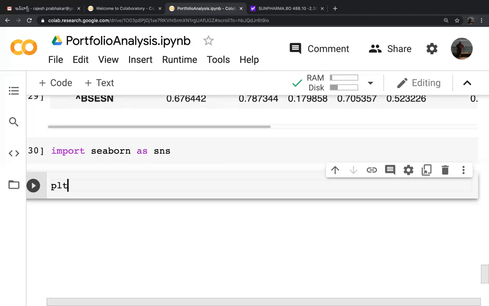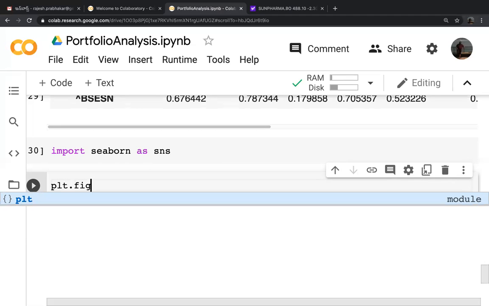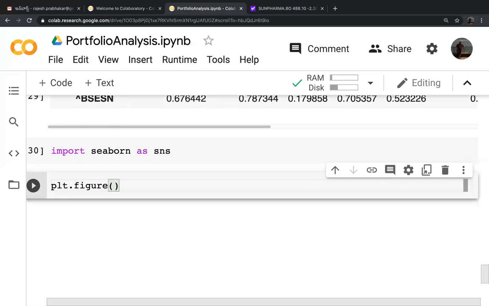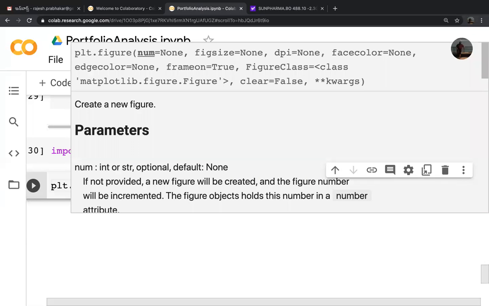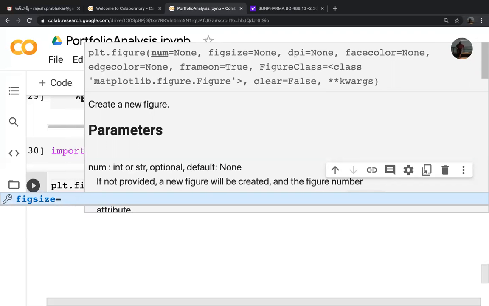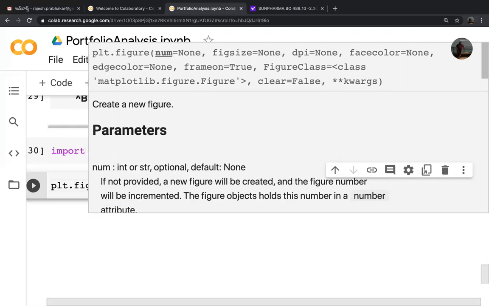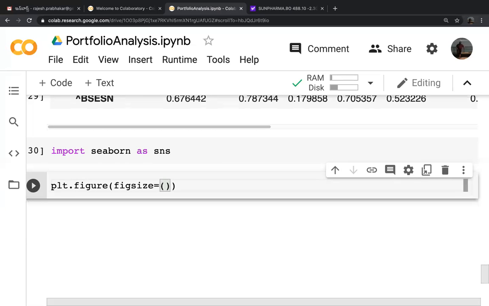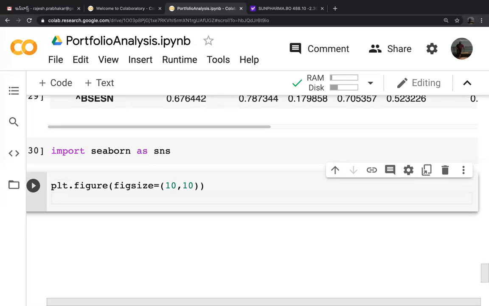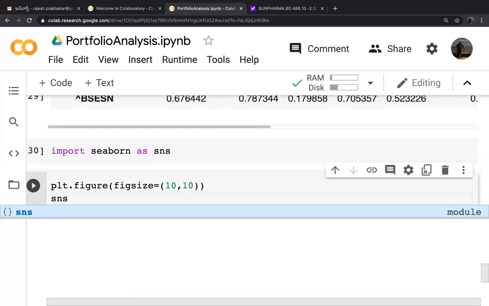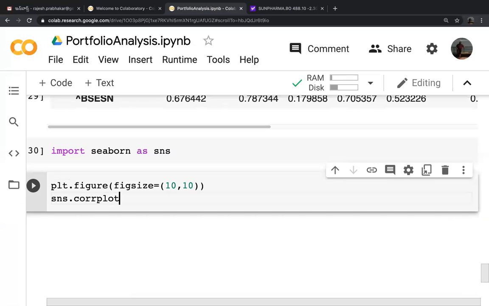So plt.figure, in brackets figsize equal to 10 by 10. Okay, we'll increase the plot size. Now sns.corrplot, sns.corrplot returns.